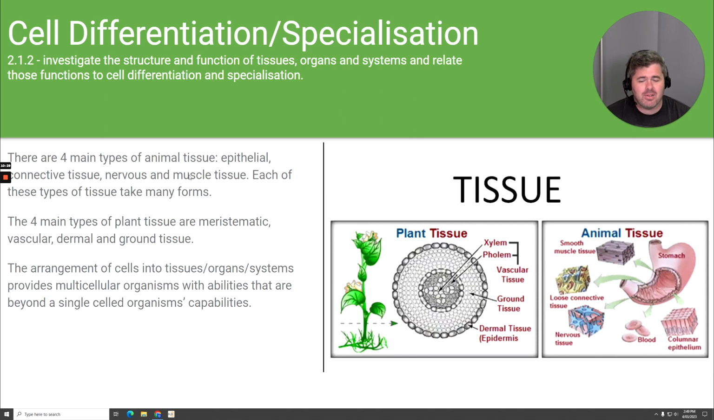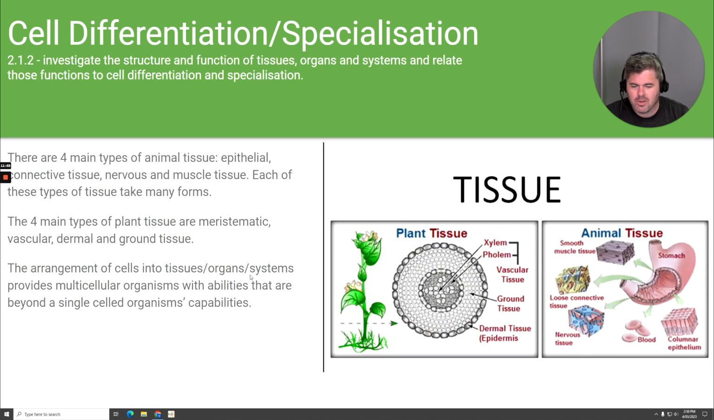Nervous tissues send messages, and muscle tissue either extends and relaxes or it contracts, allowing motion. The four main types of plant tissue are meristematic, vascular, dermal, and ground tissues. So, vascular tissue is designed to transport materials. Dermal tissue is like a skin. Ground tissue is designed to help anchor it. And meristematic is designed to branch out and increase surface area, often like leaves.